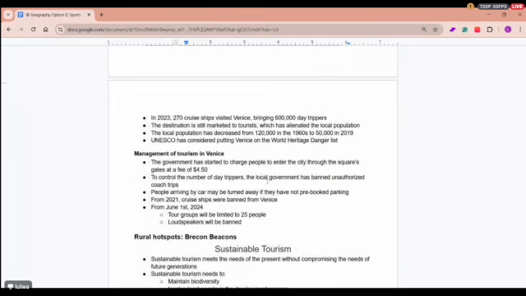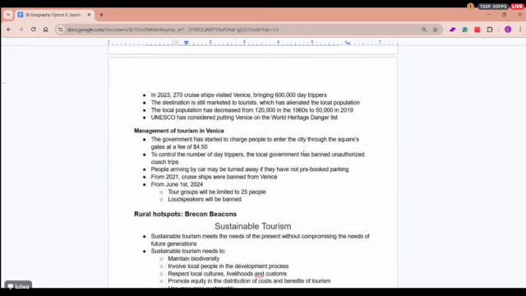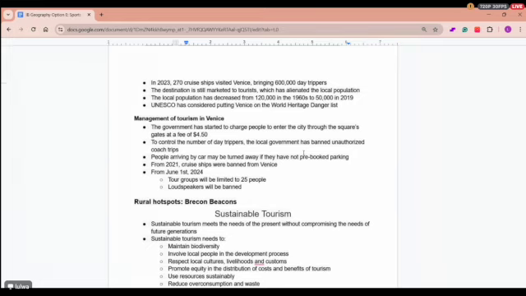And how about management? The government has started to charge people to enter the city through the square's gates at a fee of $4.50. And to control the number of day trippers, the local government has banned unauthorized coach trips. And people arriving by car may be turned away if they have not pre-booked parking. And from 2021, cruise ships were banned from Venice. And from June 1st, 2024, tour groups are limited to 25 people and loudspeakers will be banned.